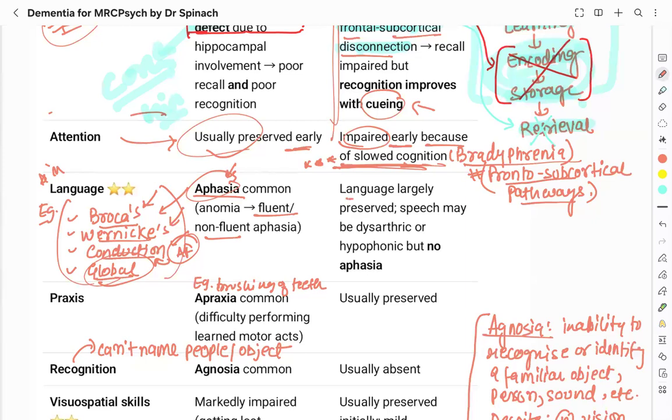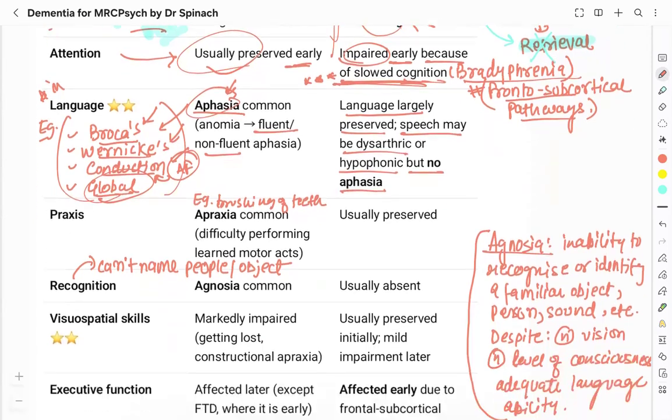But in the early stages here in the subcortical type, language is preserved. Speech may be dysarthric or hypophonic, but there is no aphasia. Okay, moving on, praxis.